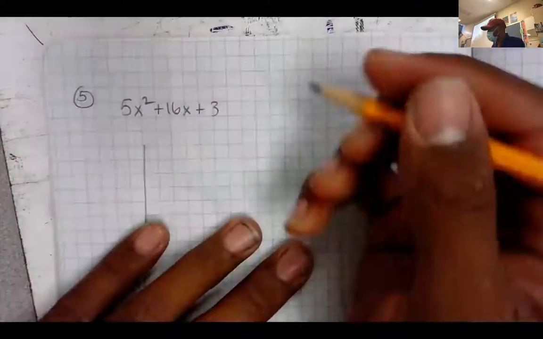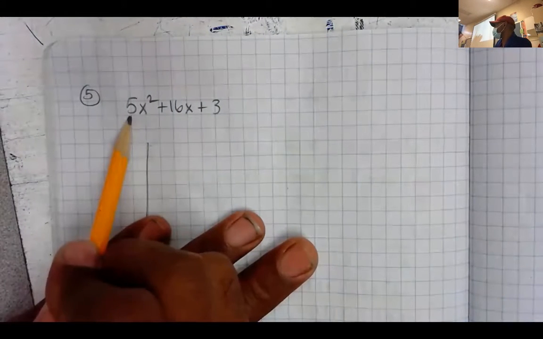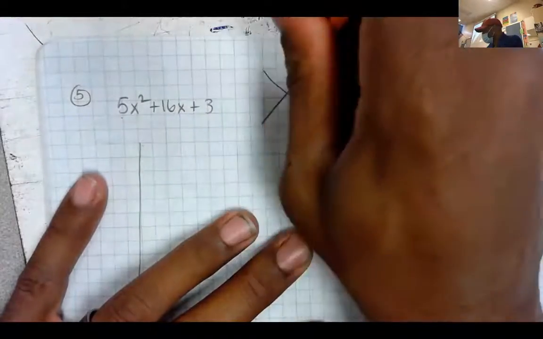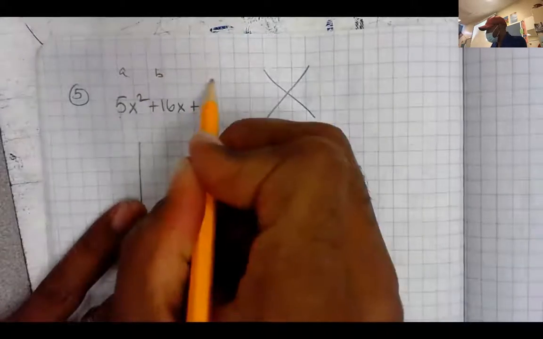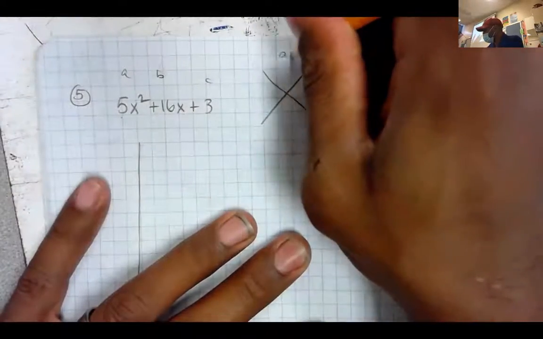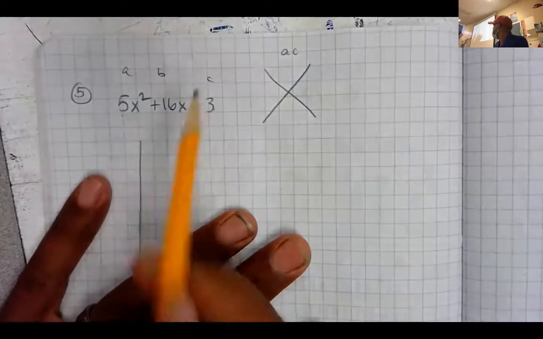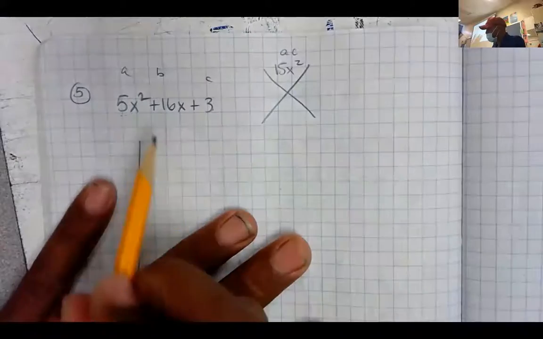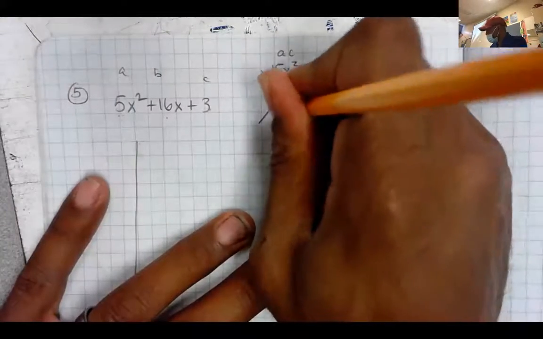Okay, so let's start off with the x. Now remember, now that first number is bigger than 1, so I can't do the shortcut. But first, let's set up the diamond, just like before. And now remember, we have a, b, and c. So on the top will be a times c. So 5x squared times 3, 15x squared. Then on the bottom, the b goes down here, so 16x.